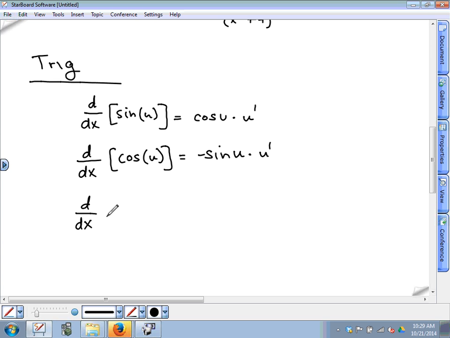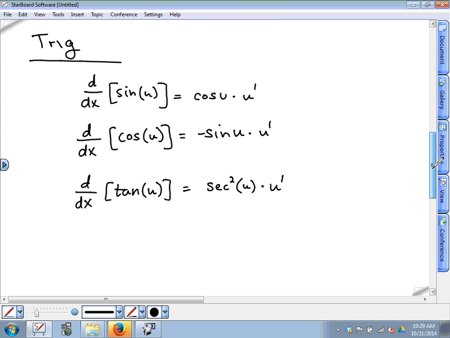U is a function. d over dx of the tangent of u. What's the derivative of the tangent? Secant squared of u times u prime.